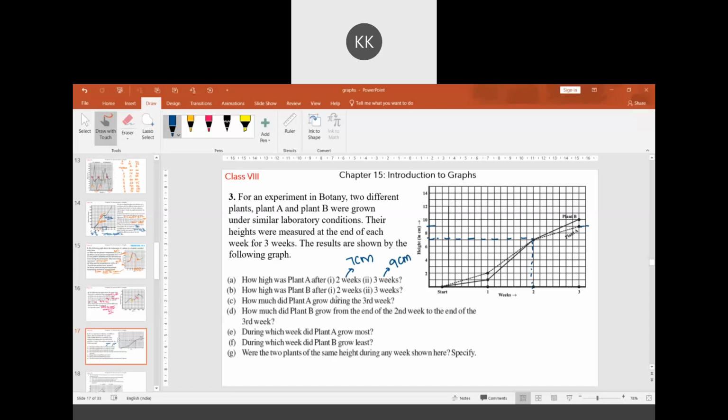For plant B on the second week, it's the same, 7 centimeters. For the third week, it is 10 centimeters. How much did plant A grow during the third week?